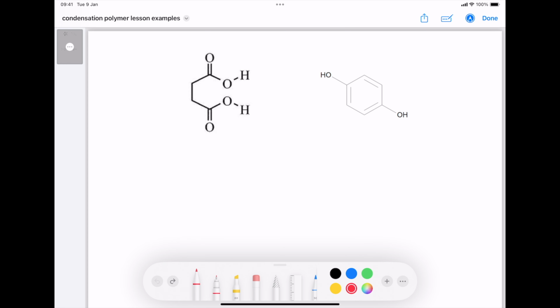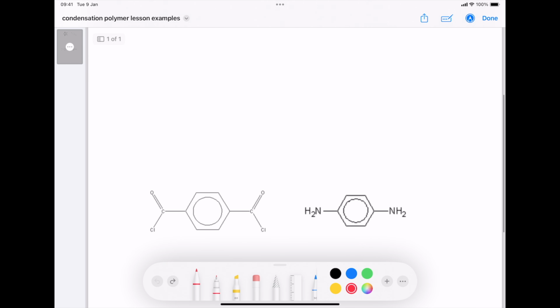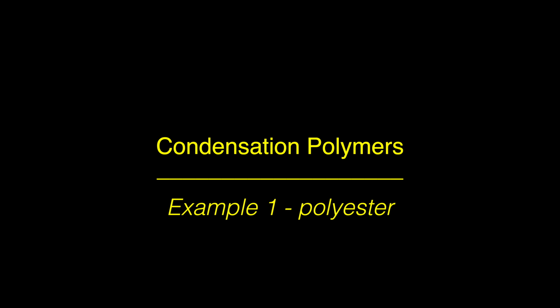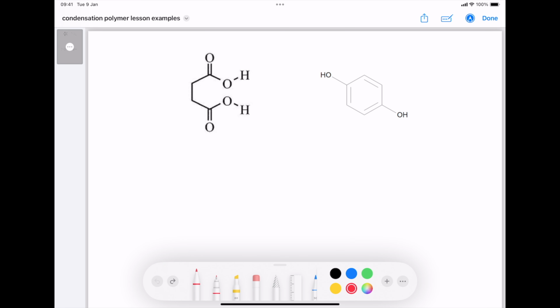In this lesson, we're going to go through how to write repeat units for condensation polymers using a polyester and polyamide example, which is this second one here. So the first thing I'm going to do is redraw the monomer on the left here, which is butanedioic acid, to look a bit easier.